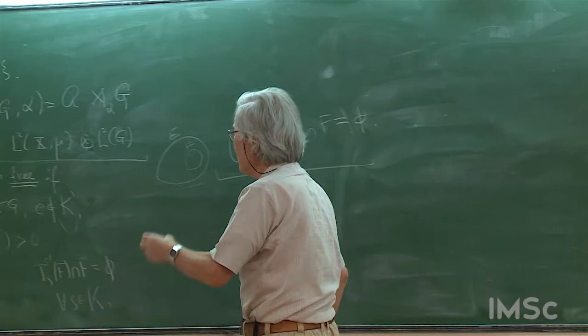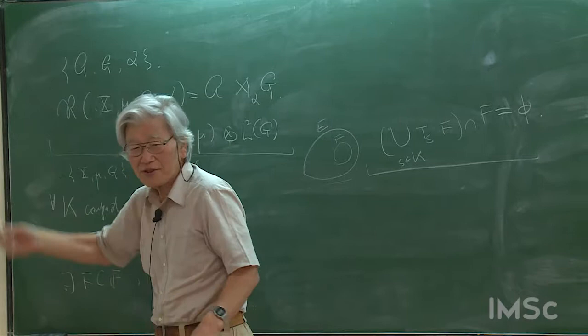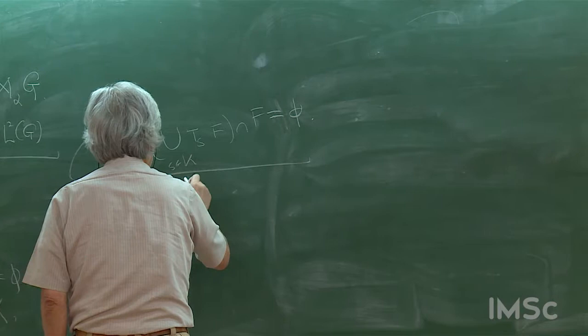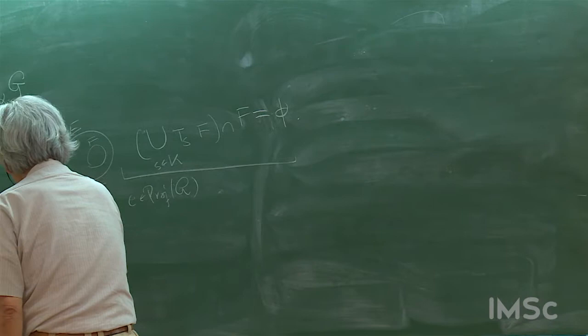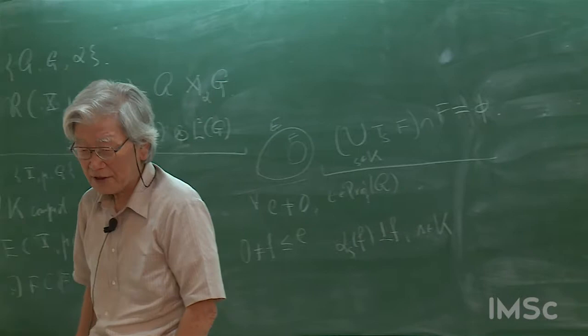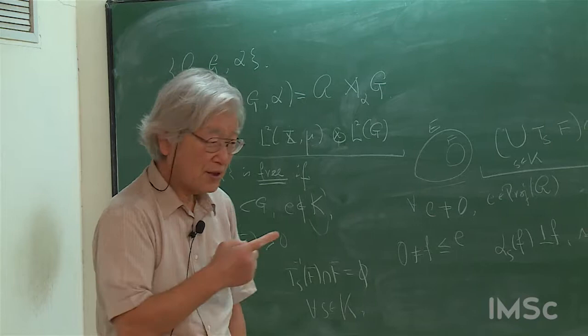And if you want to phrase this in terms of the algebra, the following is the equivalent: for any non-zero projection E of A, there exists F, which is not zero, such that alpha S of F is perpendicular to F for S in K. That's the same statement. Okay, that's freeness. Then, how good is it? This guarantees the following theorem.